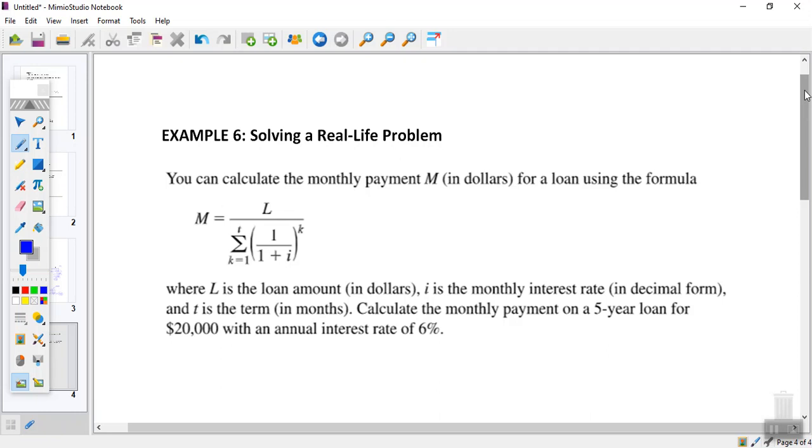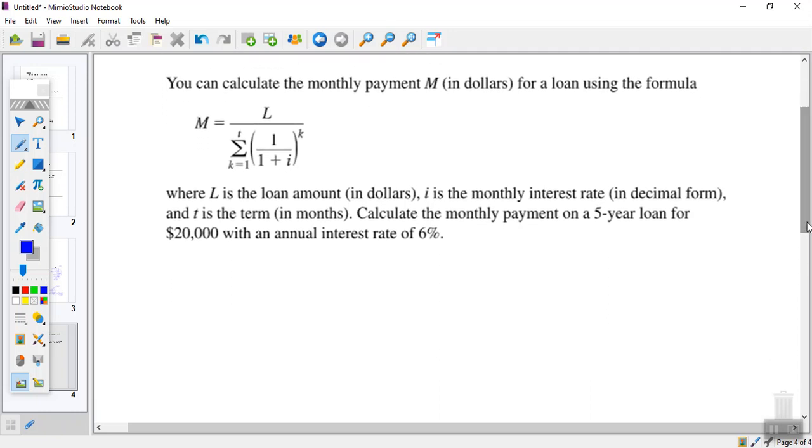T is the number of what? It says calculate the monthly payment on a 5-year loan, where we borrowed how much money? 20,000. With an annual interest rate of 6%. Okay, let's plug in what we know. M is what we're looking for. M is going to equal the loan amount, L. Do we know the loan amount, L, friends? 20,000. Yeah, we do.